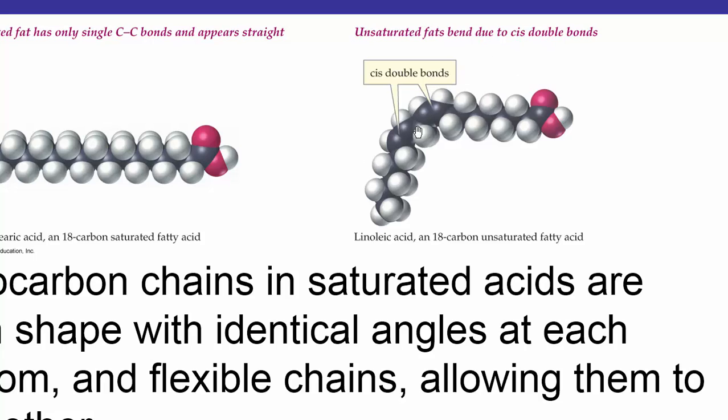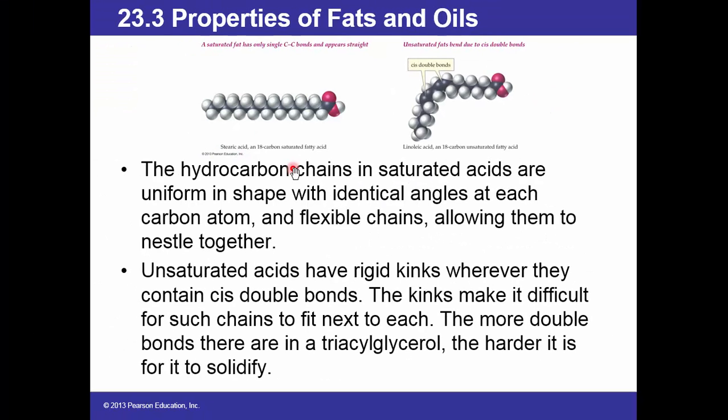We said naturally occurring unsaturated fatty acids have cis configuration, and this double bond is cis, and cis puts a kink. It's no longer a straight chain. You see, it puts a kink here, like in linoleic acid. So here is an 18 carbon unsaturated fatty acid. You see the difference between them?